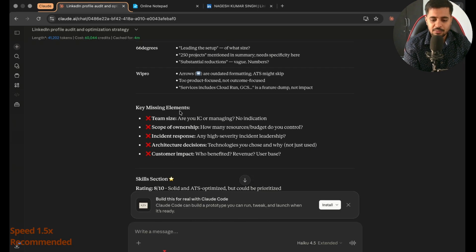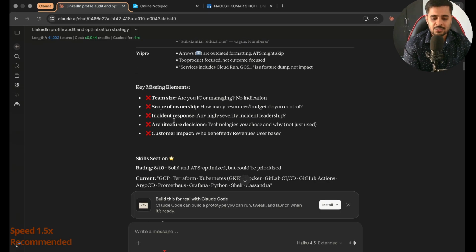Okay, now key missing elements. Team size, are you IC or managing? No indication. Scope of ownership, so I don't have scope of ownership right now in my profile, so I need to add. How many resources, budget do you control? Incident response, I need high severity incident leadership. Okay, so these are the gaps or missing elements I need to add.